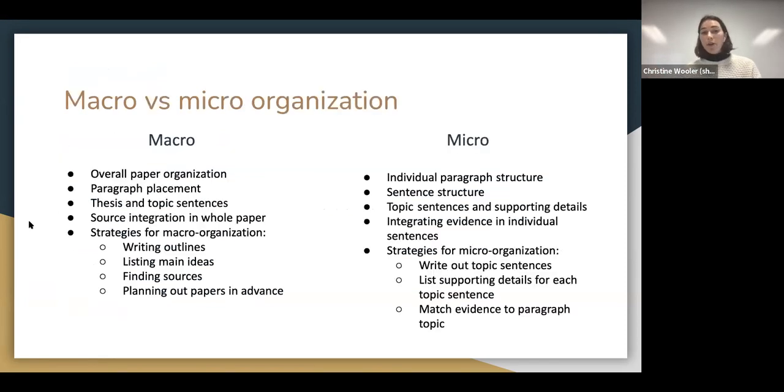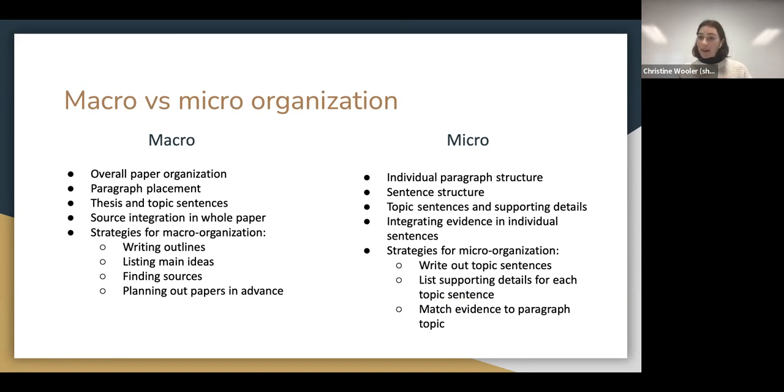So macro versus micro organization, we're going to go through this pretty quickly. Macro organization is the overall paper organization: where you put your paragraphs, your thesis, source integration in the whole paper. So that's things like writing outlines, listing out your main ideas, finding sources, planning out your papers in advance. That's all macro organization. Micro organization is individual paragraphs, individual sentences, your topic sentences and the supporting details, how you include evidence in each sentence or each paragraph.